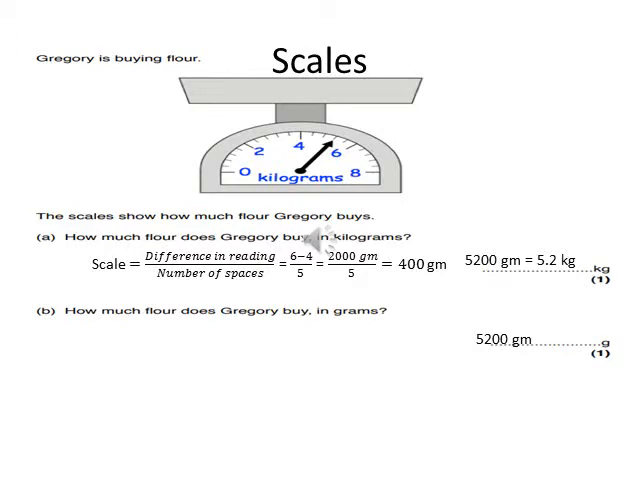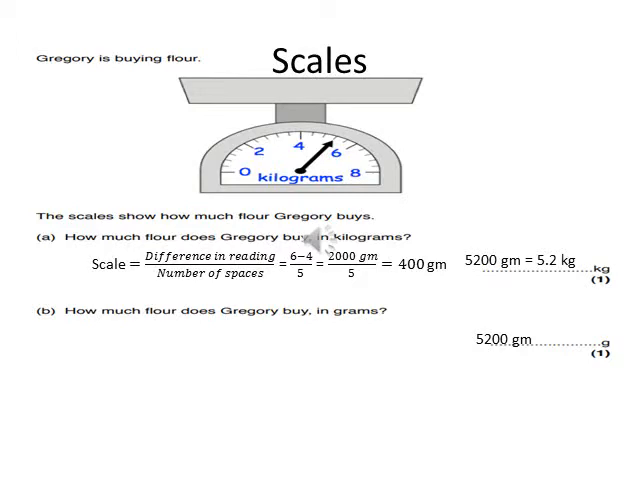So first of all, we want to know every step in this scale is working by how many kilograms or how many grams. As you remember, to get the scale you have to get the difference in reading over the number of spaces. So the difference in reading, for example, 6 minus 4, over the number of spaces. Every space here is 1, 2, 3, 4, 5 spaces between every two numbers. So 6 minus 4 kilograms over 5 spaces equals 2 kilograms, which means 2,000 grams over 5 equals 400 grams. So every step is 400 grams.